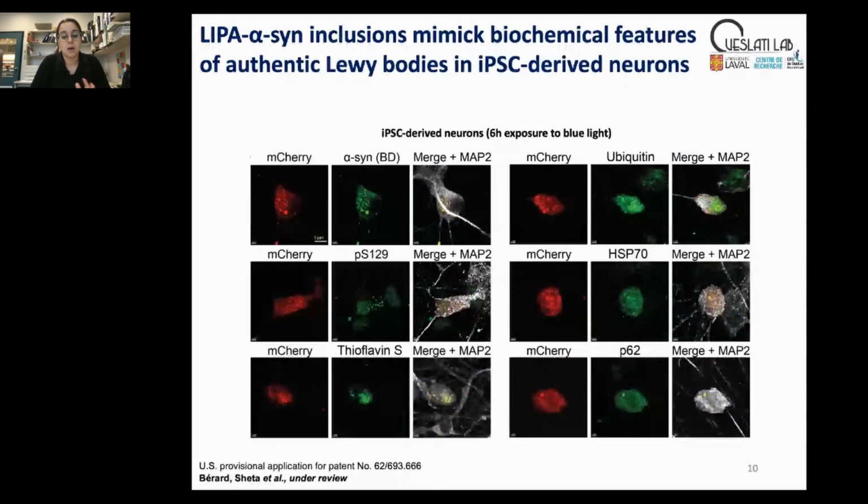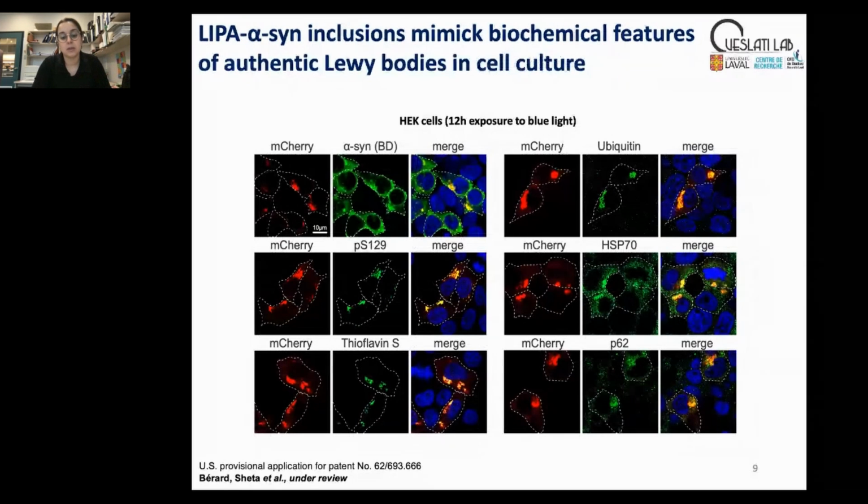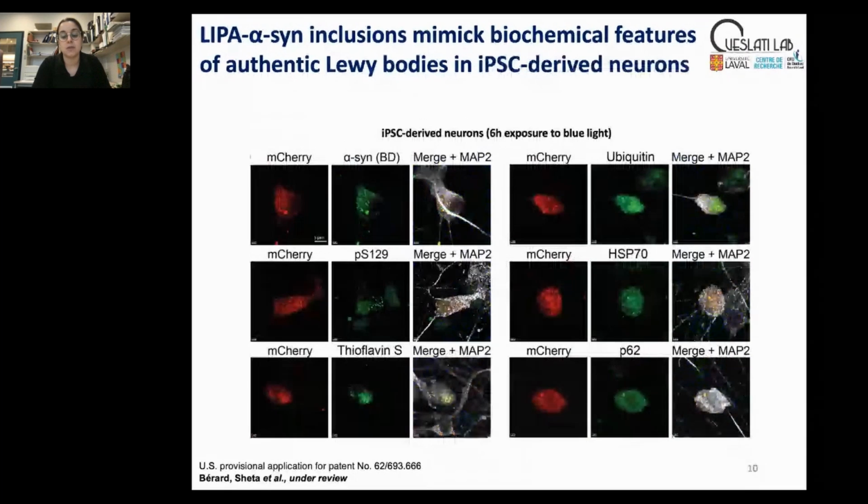What was nice in our application is that cells, HEK cells exposed to LIPA-syn show authentic features, but we were able to recapitulate those features in a neuronal-based system, which are in this image. We capture all the authentic features in neurons derived from iPS cells. So this is a promising approach and showing the versatility of our application.